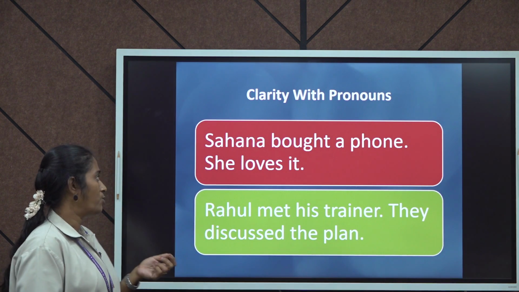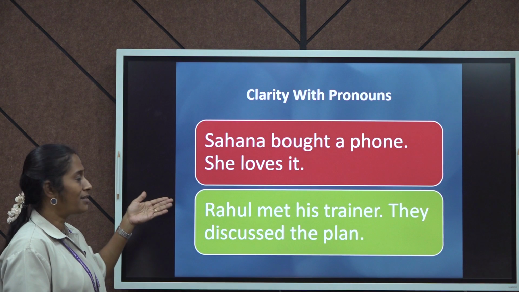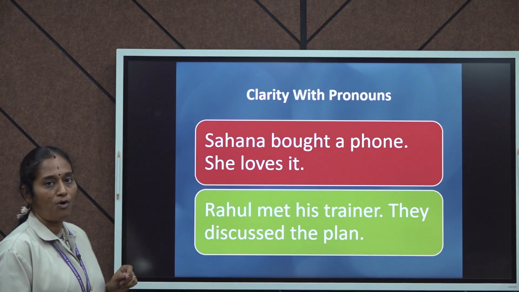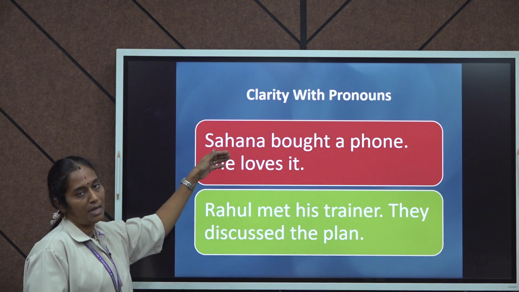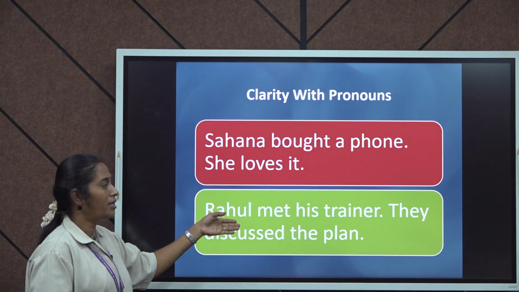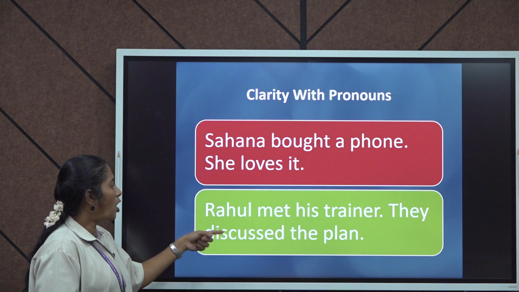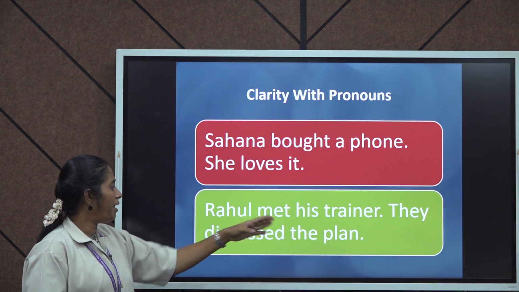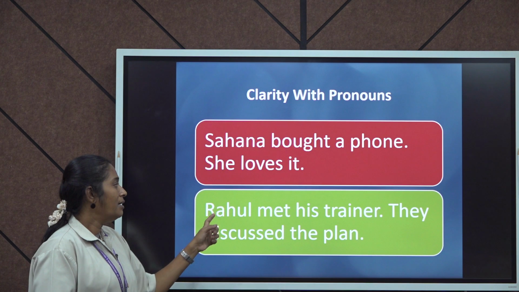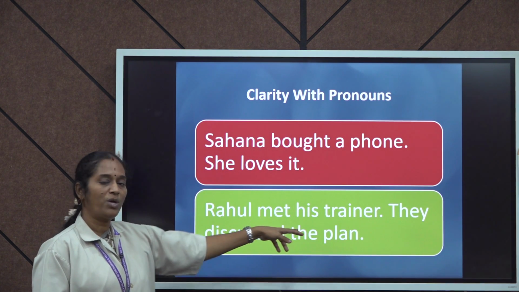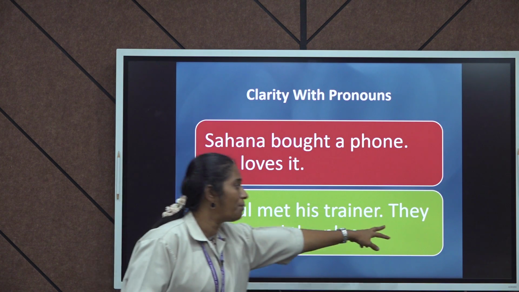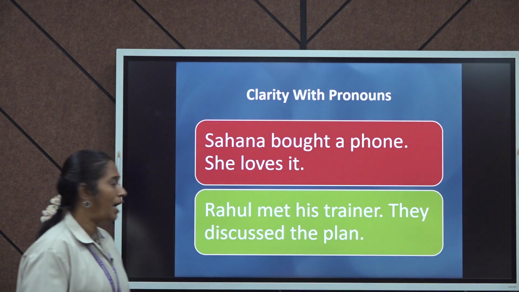Clarity with pronouns. Here I read out the first line. Saghana bought a phone. She loves it. Here she represents Saghana. Here I have used the pronoun she. And then look at my next sample. Rahul met his trainer. They discussed the plan. Here we are talking about two people. One is Rahul, another one is the trainer. That is why I have used the pronoun they here. I move on to the next slide.